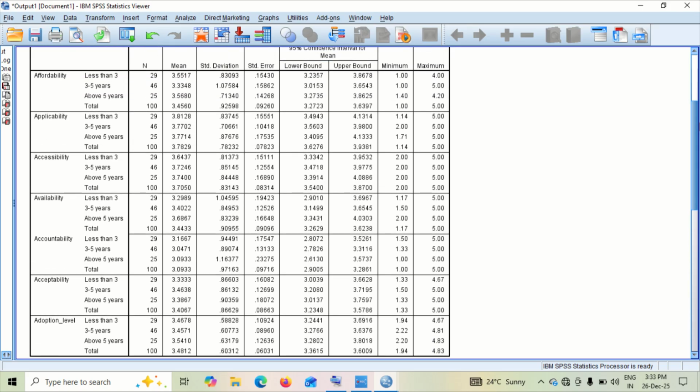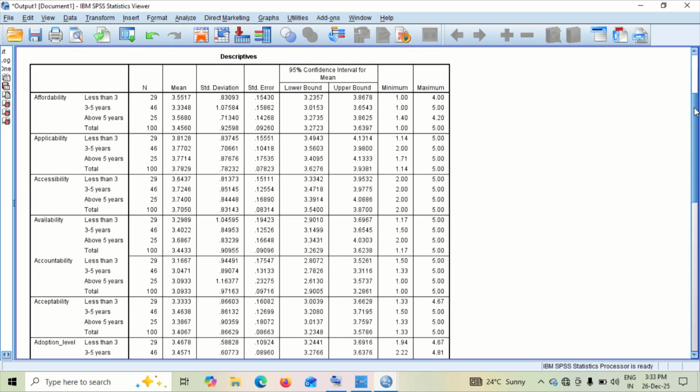From the descriptives table, we can identify the n, mean, standard deviation, standard error, lower and upper bound, min and max. From the mean value itself, we can understand whether there is any significant difference in the adoption level according to the experience of respondents. In the case of affordability, all the respondents have the same level of mean score irrespective of their experience.